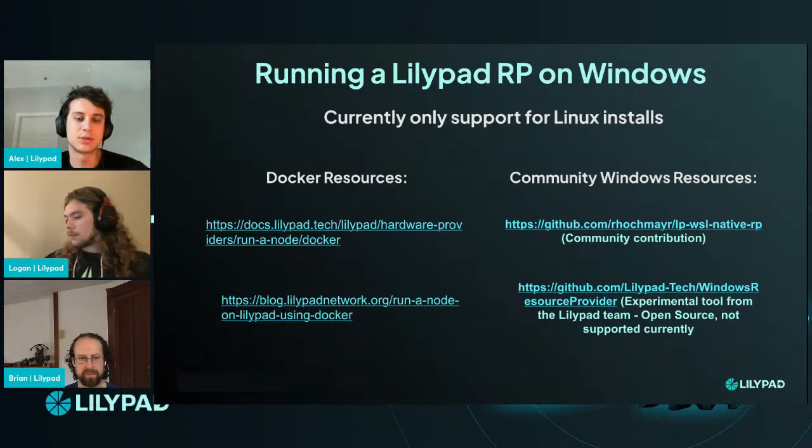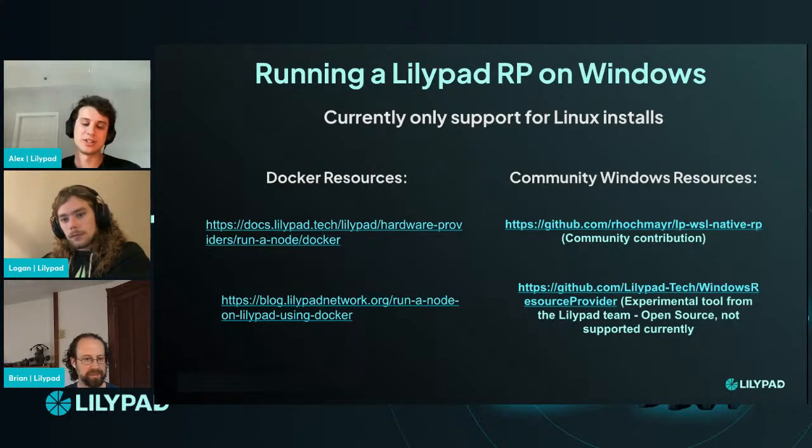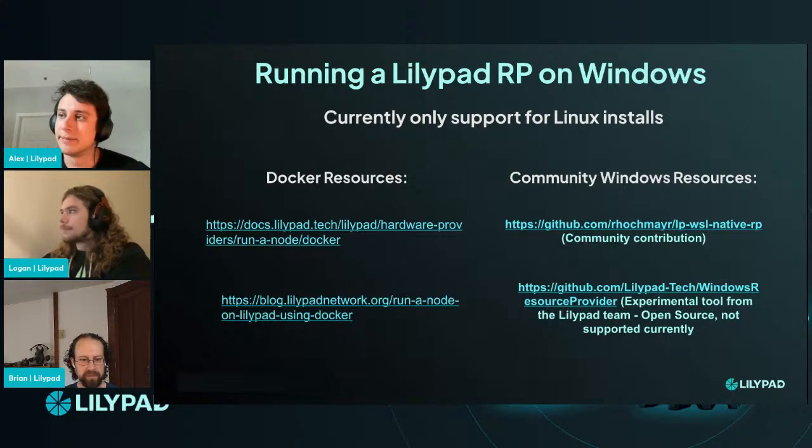There's also an experimental tool from the team that you can check out that has been fully open sourced. We won't be supporting it, and sorry about that. But at the end of the day, we have to prioritize what's really most important and what's looking like the future of how things are being run on the network. And as we mentioned, the Docker RP is really a great way to run a Lilypad resource provider, even on Linux. And for that, the docs have been updated.